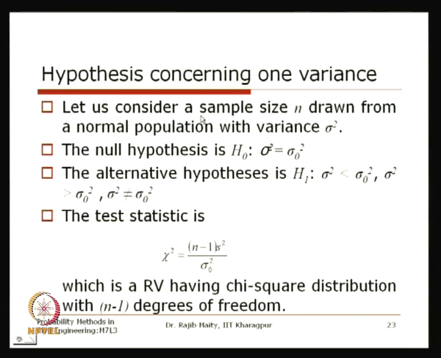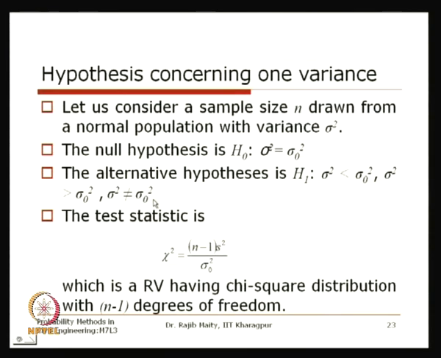Let us consider a sample of size n drawn from a normal population with variance sigma square. The null hypothesis is H naught: sigma square equals sigma naught square, and the alternative hypothesis H1 can be that sigma square is less than sigma naught square, greater than sigma naught square, or not equal to sigma naught square. So, anything can happen, and depending on this, the null hypothesis will also change. This is basically for the alternative hypothesis when this is not equal to this.